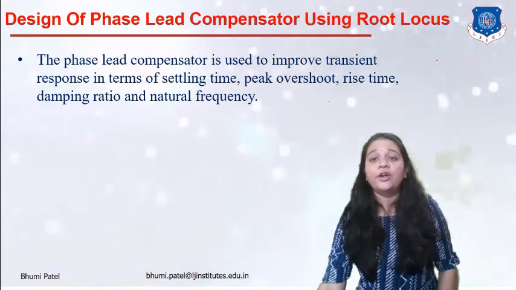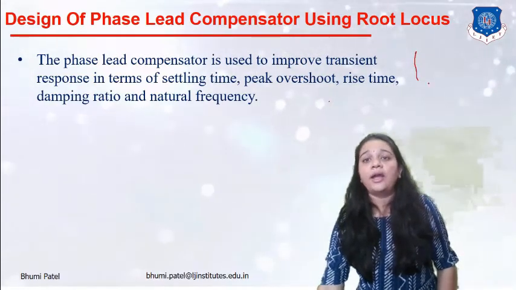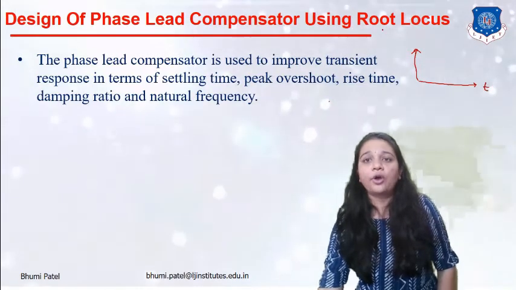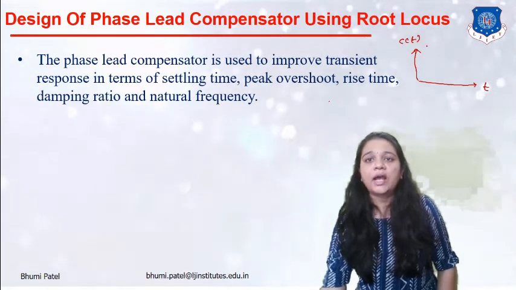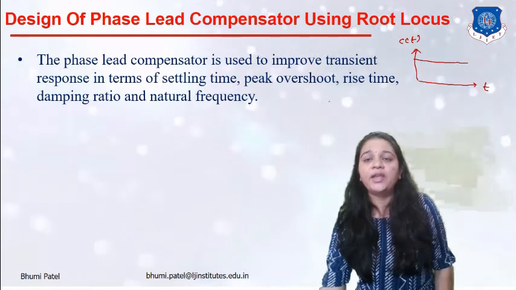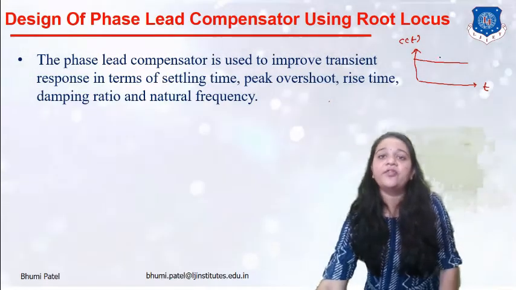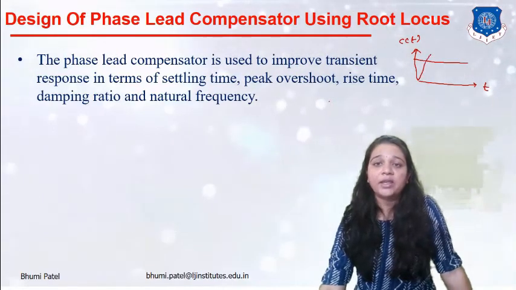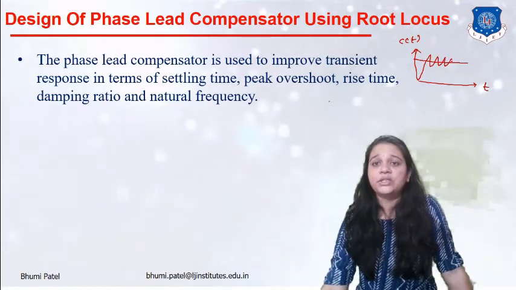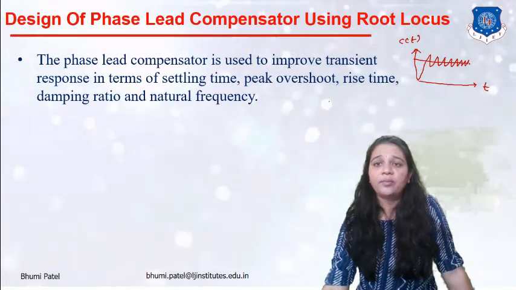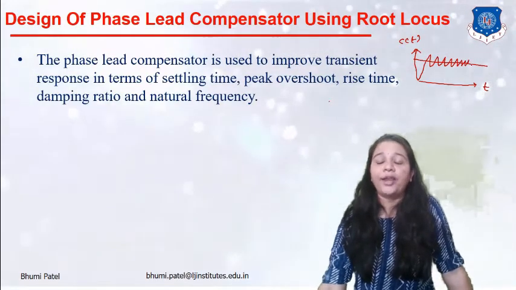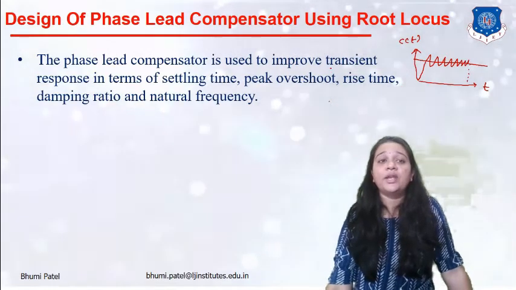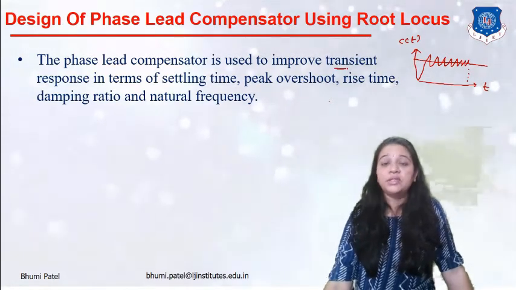As you know, what is the transient time? In the closed loop system, if we draw the graph of time versus the output C of t, and we have fixed a final value, then whenever the system starts, we get some changes in the output, and after some time we get the final or desired output. Up to now, this region is known as the transient response of the system.